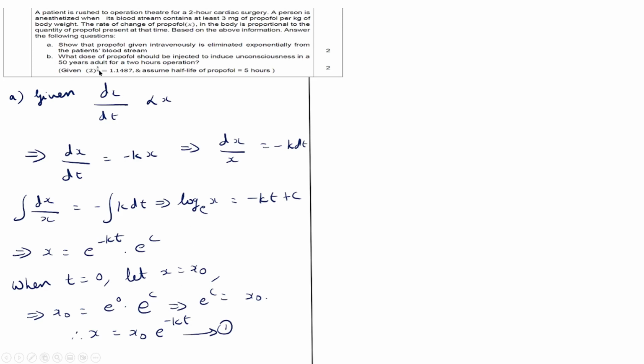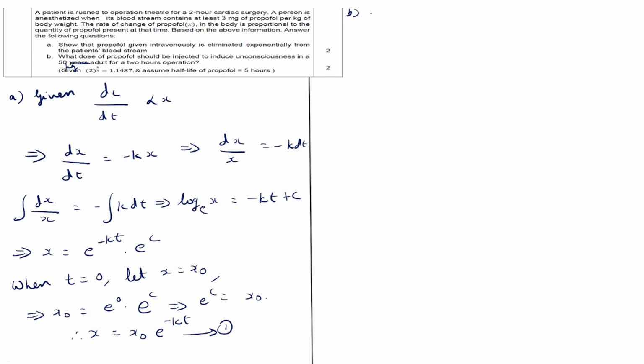Now we'll move on to the second subdivision. What dose of propofol should be injected to induce unconsciousness in a, it is not 50 years, it is 50 kg adult, for a 2 hour operation. So let us do this subdivision. Before that we have to find a relation for k. Here it is given, assume the half-life of propofol is 5 hours.